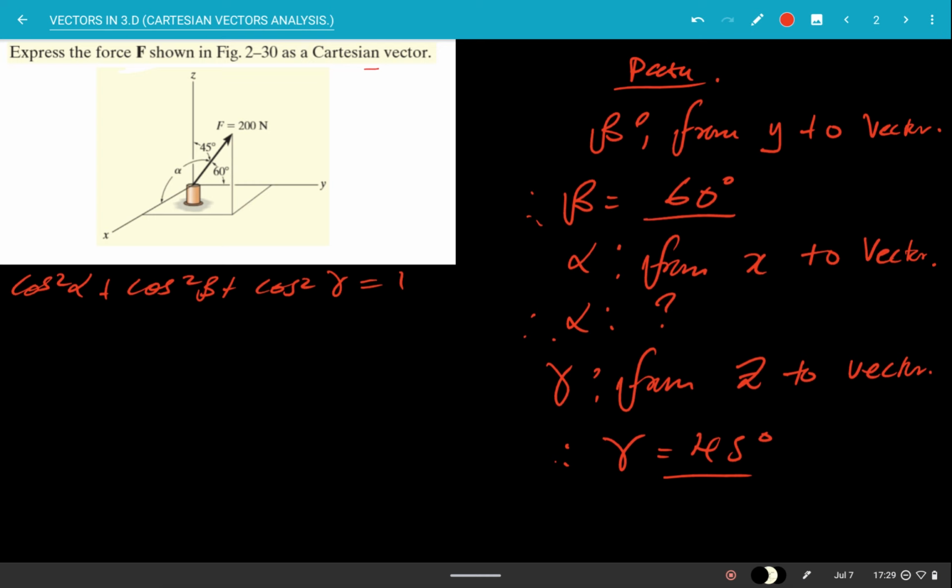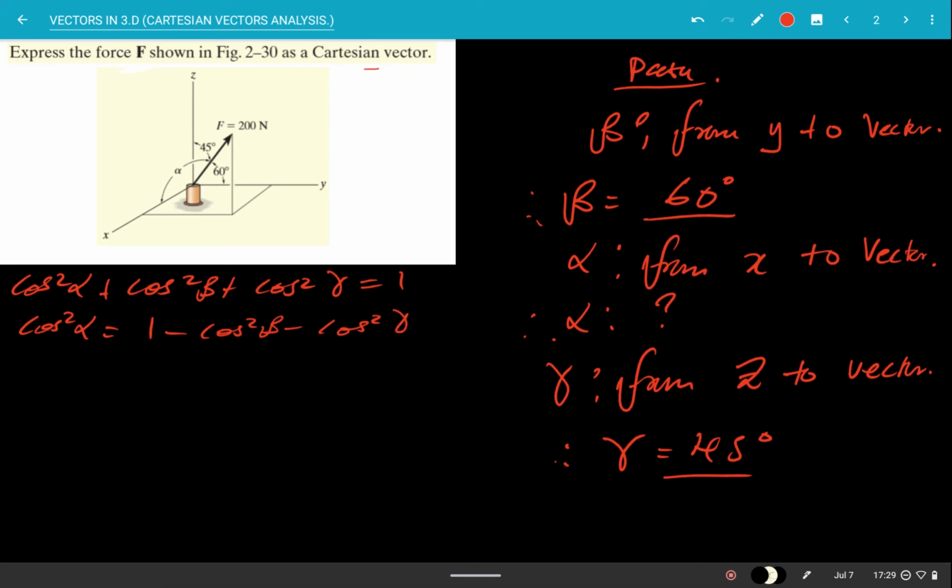So let us plug in and see to it that we find the value of alpha. So we know that alpha is what we're looking for, so we can make it the subject of the formula. So we say cos squared alpha is equal to 1 minus cos squared beta minus cos squared gamma.